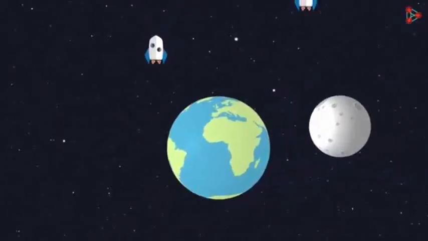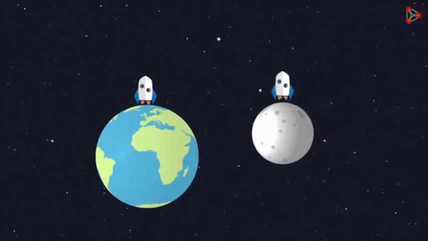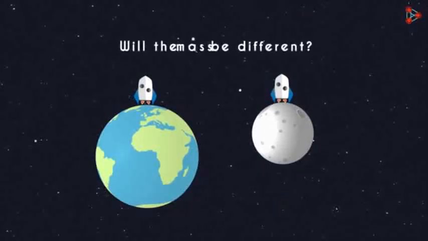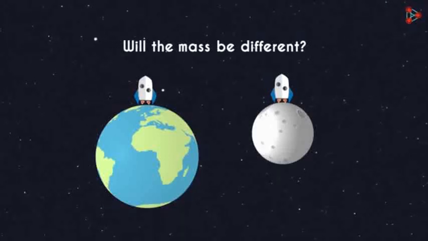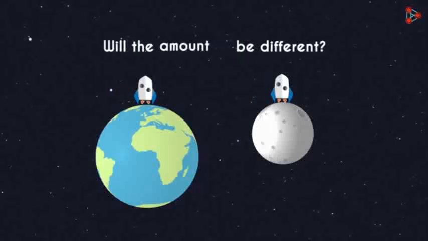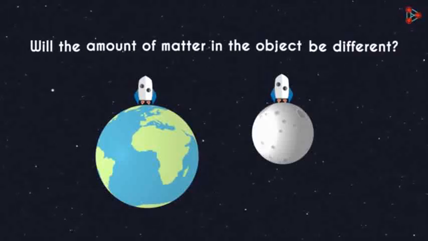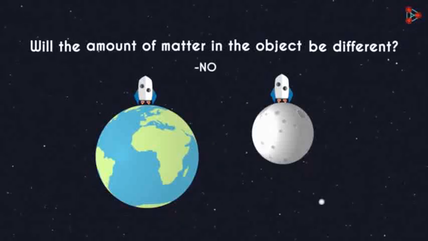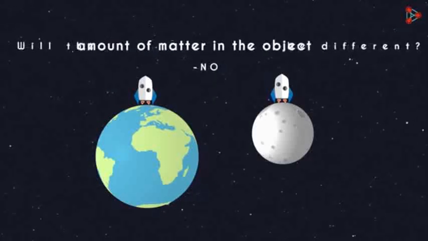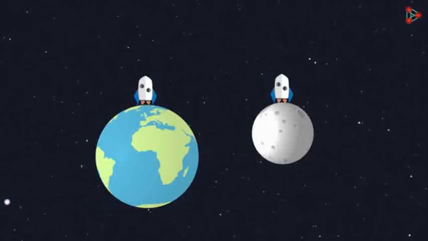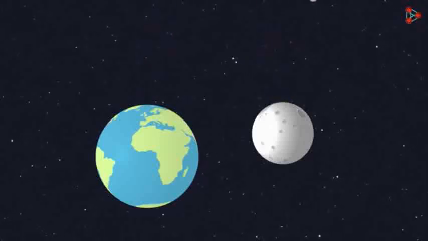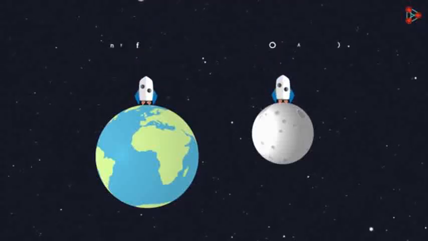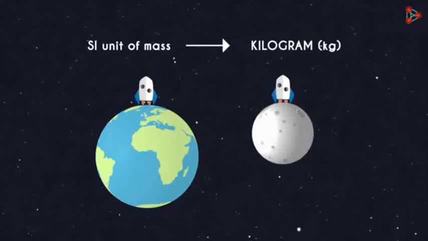Now consider two situations. One in which an object is on the Earth, and second in which the same object is on the Moon. Will the mass of the object be different in these cases? To answer this question, we ask ourselves another simple question. Will the amount of matter present in the object be different in these cases? Absolutely not. The matter in the object is not changing at all, which is why the mass will be the same in each of the cases. The mass of an object remains constant no matter where it is placed. The standard metric unit of mass is the kilogram.